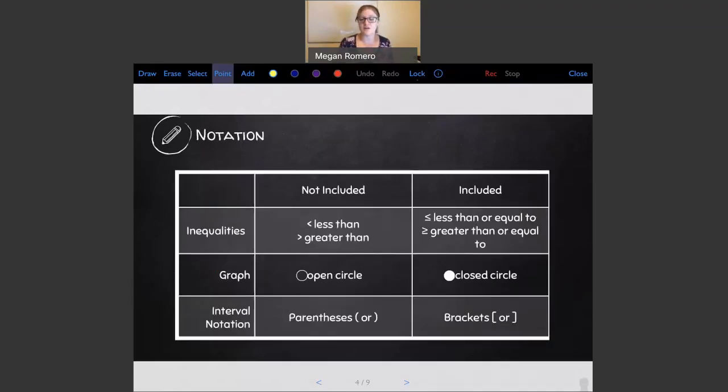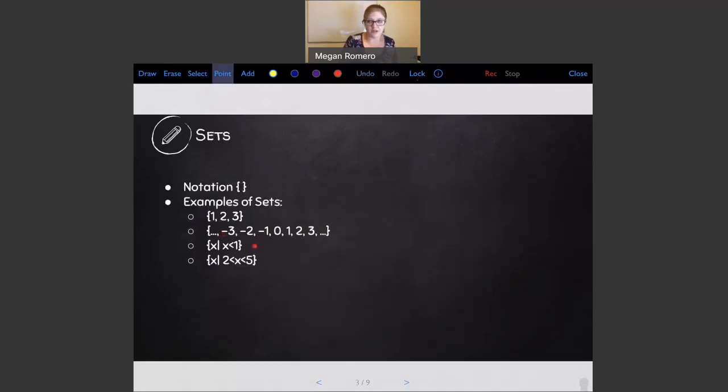Some notation. Now the way this table works is inequalities goes horizontally, graphs goes horizontally, interval notation, and then we have not included, and included. What these are really talking about are our endpoints, if the endpoint is included or not included. So for instance, when we have an inequality, that's denoted by a less than or a greater than if the endpoint is not included. So for instance, on our previous slide, we have x less than 1. It's just less than 1. So not 1, but 0.9999999 and below.